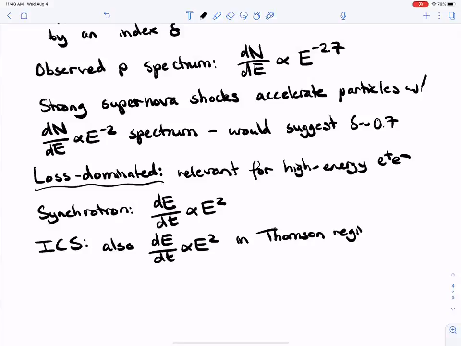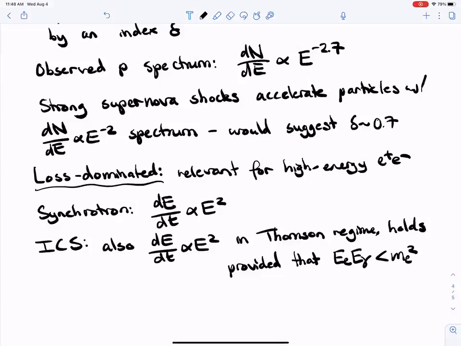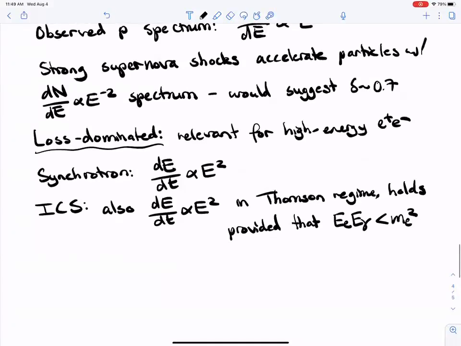which basically holds provided that the energy of the incoming electron times the energy of the incoming photon is smaller than the electron mass squared. When that's not true anymore, so when you have sufficiently high energy incoming electrons, then you instead break into the Klein-Nishina regime, which gives you a different energy scaling. So we expect to see a break in the spectrum of sufficiently high energy electrons and positrons corresponding to that scaling. But for the moment, let's just assume we're in the Thomson regime.